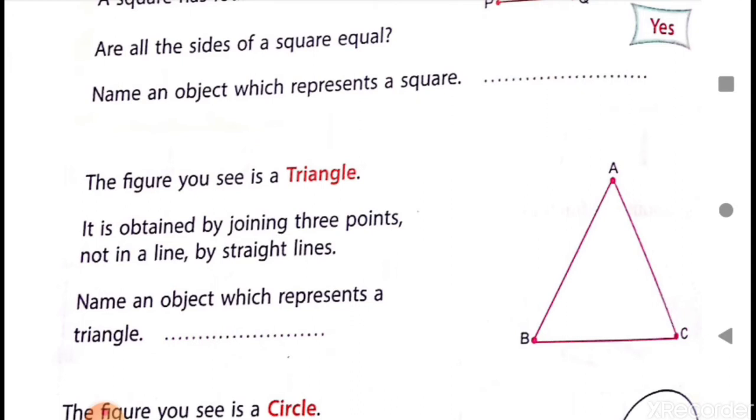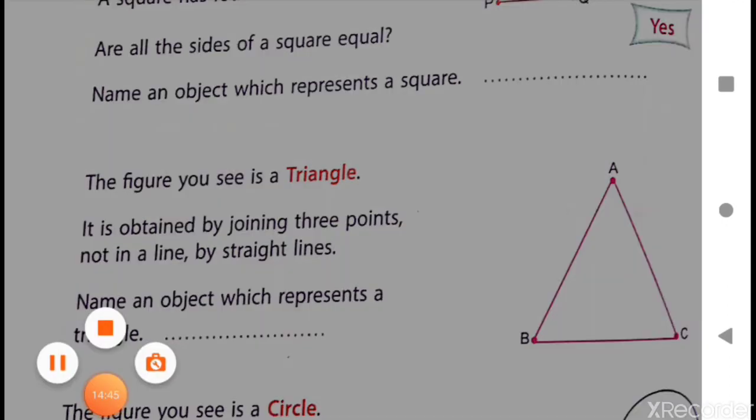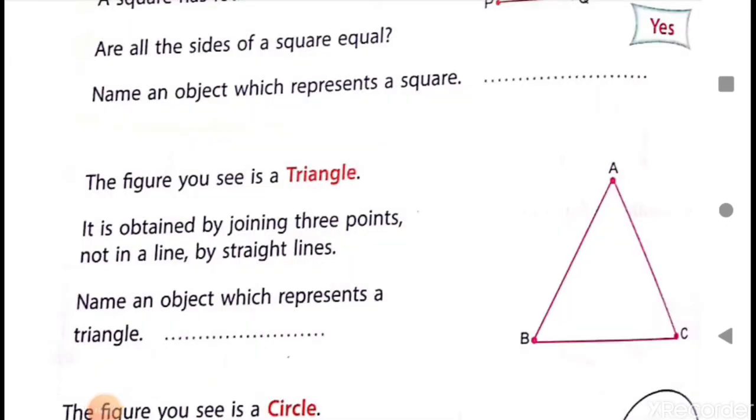Now name an object which represents a triangle. You can just try to name any object which represents a triangle. Some examples of triangle are your sandwich. If you make a sandwich, if you take a bread slice and cut it diagonally, each part represents a triangle. Then your traffic signal, some of the traffic signs are inside a triangle. Okay, so these are some examples of triangle.